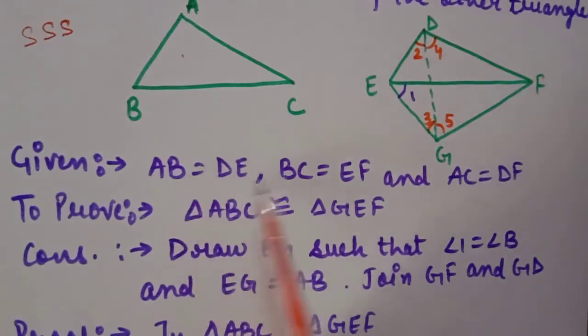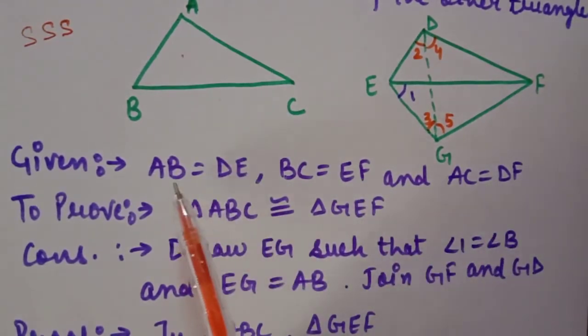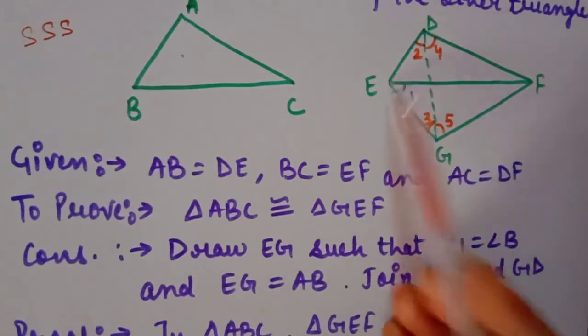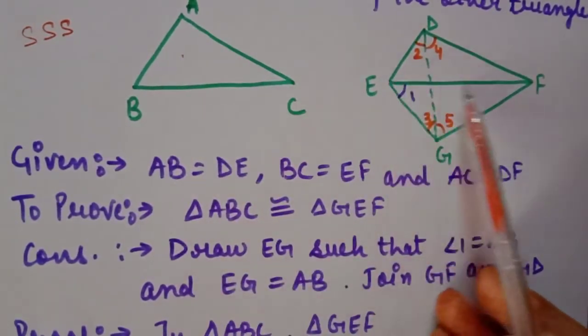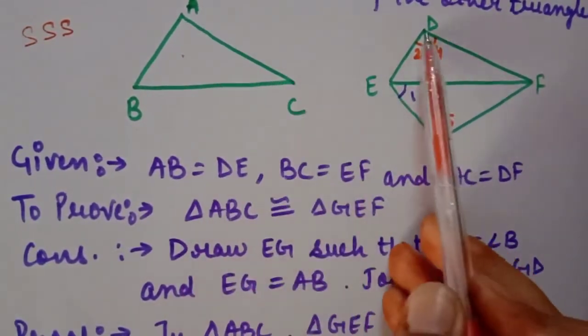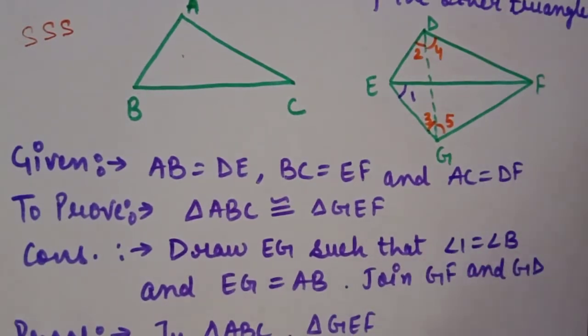So what is given? All three sides are equal. AB is equal to DE, BC is equal to EF, AC is equal to DF. It is given. We have to prove triangle ABC is congruent to triangle GEF. So we will do a construction.